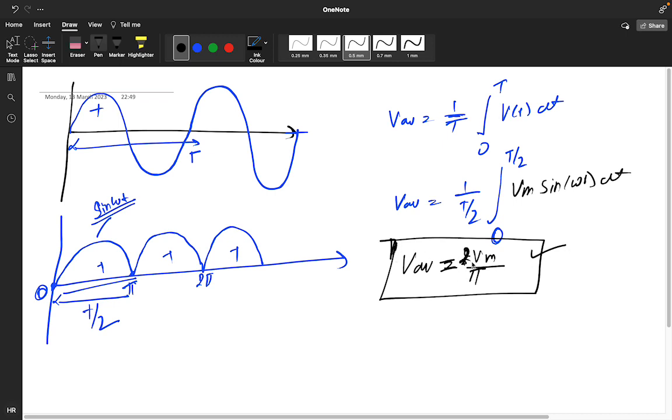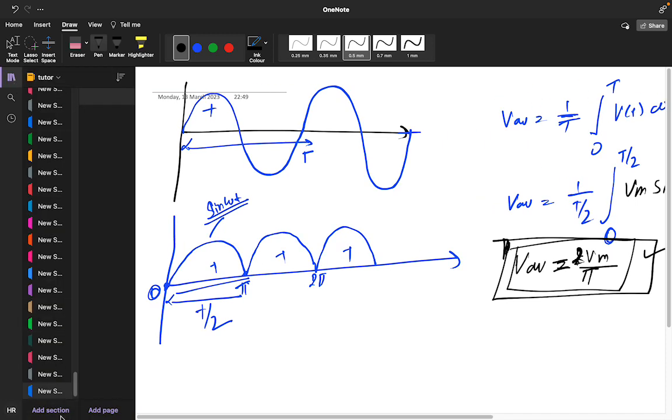Remember this particular thing. So in a rectifier also, in a full wave rectifier also, what is the average value you are getting? 2 Vm by pi, right? 2 Vm by pi. Apply the formula and get the result in a full wave rectifier. I hope you guys remember how the full wave rectifier is working.